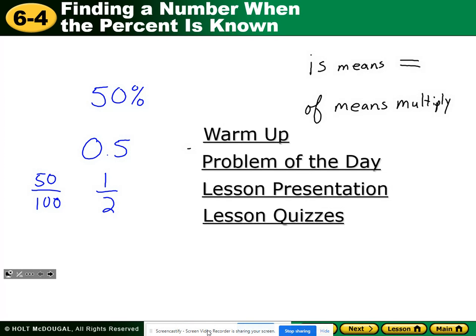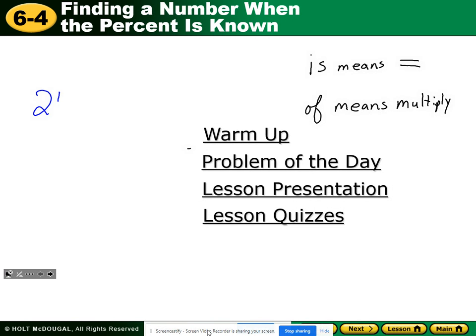Now, percents smaller than 100, do you notice they're smaller than 1? So if you have a percent, it's going to be smaller than your total. Because there's going to be two groups we're talking about. There's going to be the whole group, and then the part of the group that represents the percent. Like if we think about our class, we have 24 students in our class. That's our whole group, right?